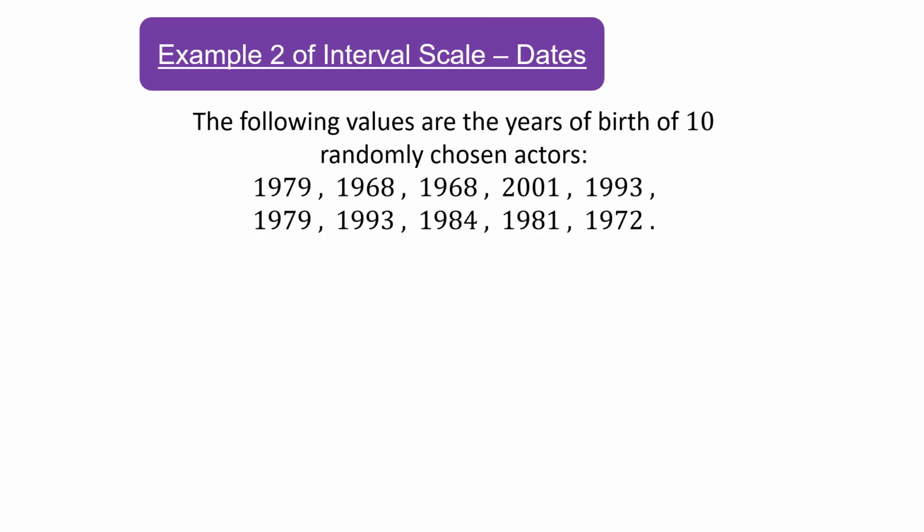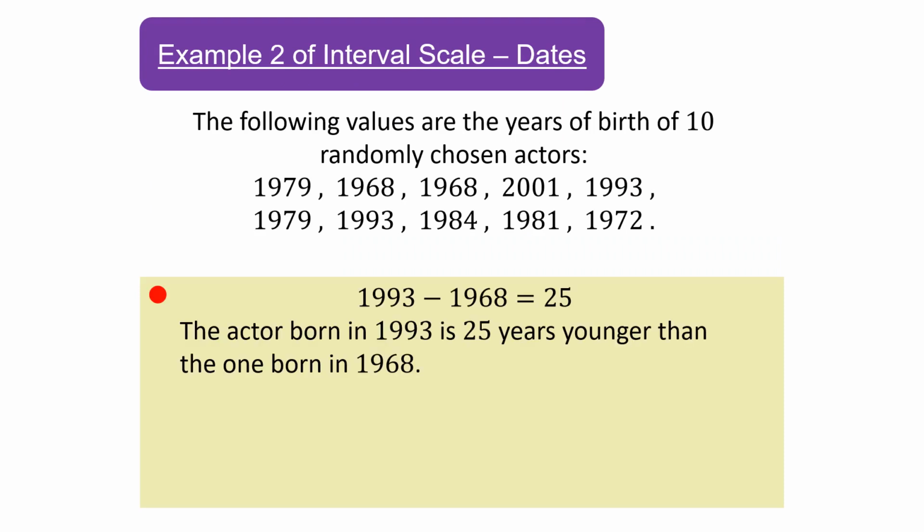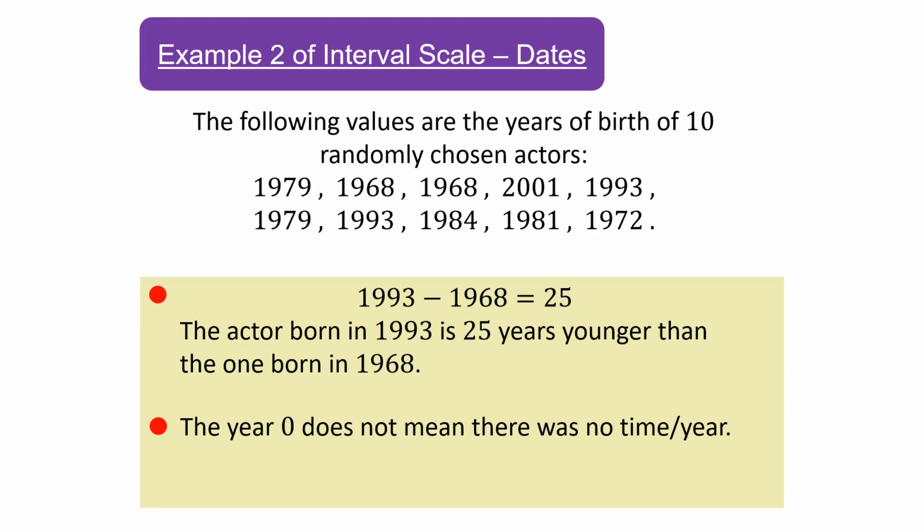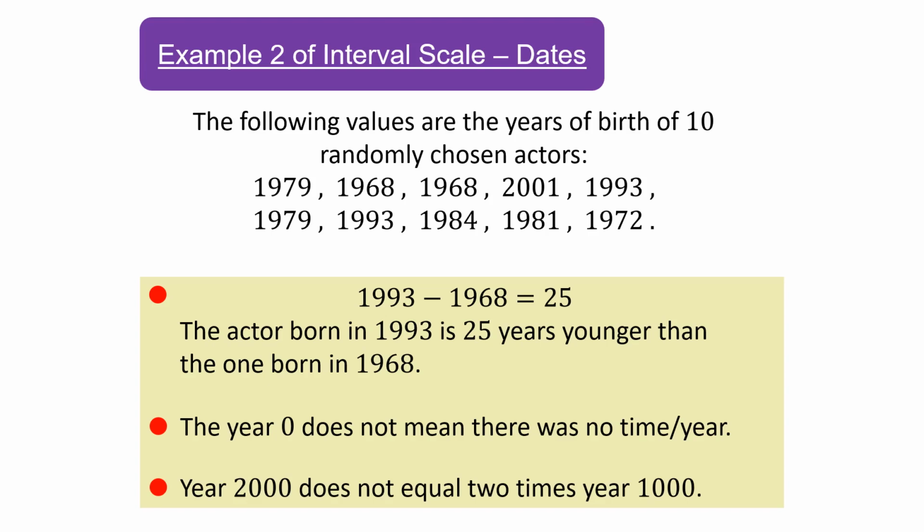Here's the second example, on years of birth of 10 randomly chosen actors. The actor born in 1993 is 25 years younger than the one born in 1968. So this difference makes sense, or it is meaningful. And note that the year 0 does not mean there was no year or time at all. It's very important to take note of that also. And like we said, ratios do not make sense. The year 2000 does not equal 2 times the year 1000. It does not make any sense.